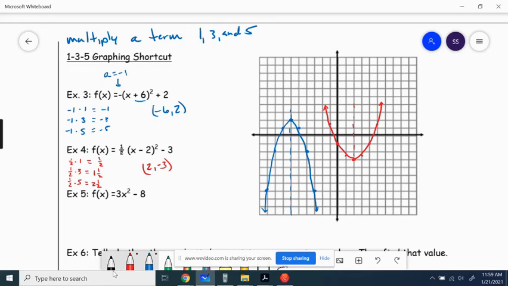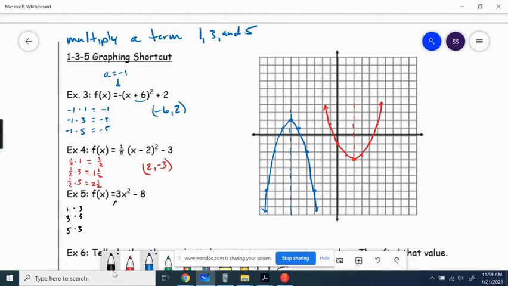All right, number 5, I'm going to switch colors again. We'll do black this time. All right, so my A value is 3. So I'm going to do 1, 3, and 5, multiply it by 3.